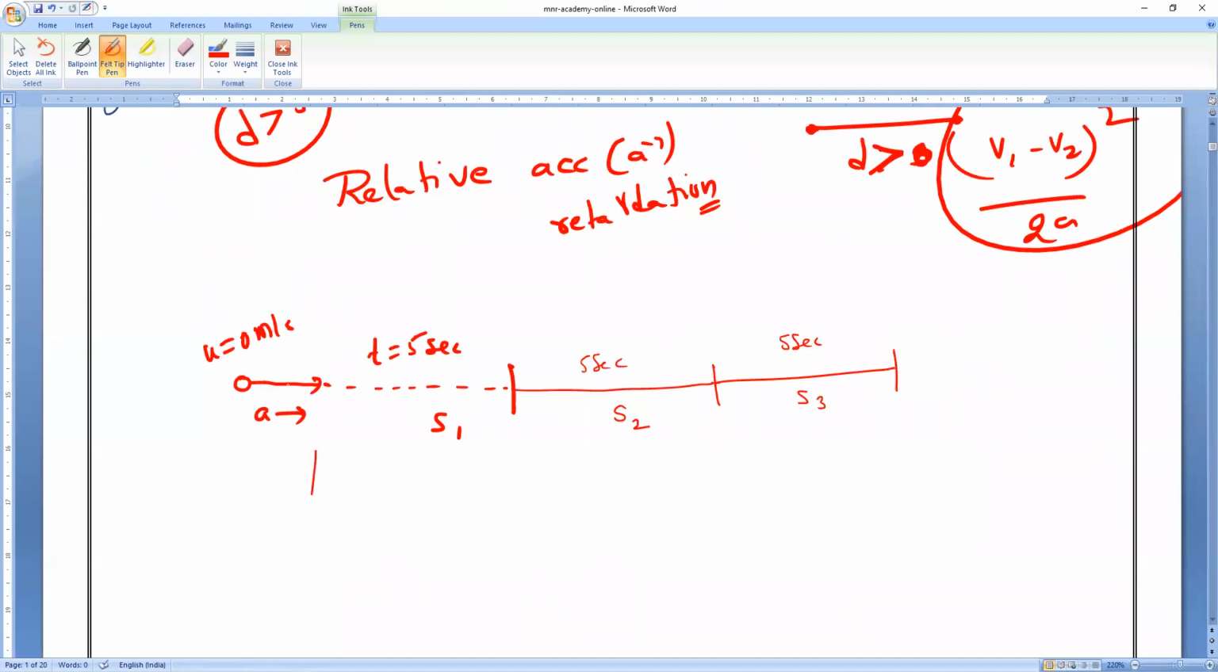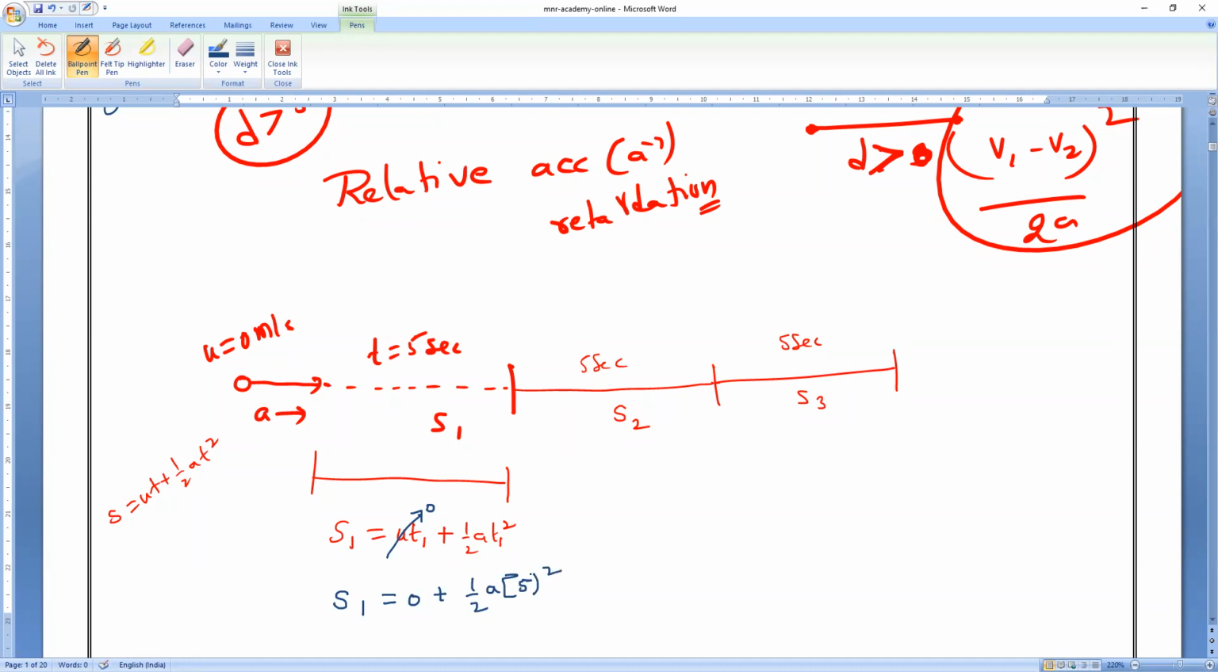So we know the initial velocity, we know the time period, and we know the distance. So which equation can we use? Let me find S1 first. S1 is equal to, what is the equation we'll use? S = ut plus half at square, the second equation of motion. We know that the initial velocity is 0. So S1 is equal to 0 plus half into A into T1 square. T1 is 5, so 5 square. Let me consider this as equation number 1.